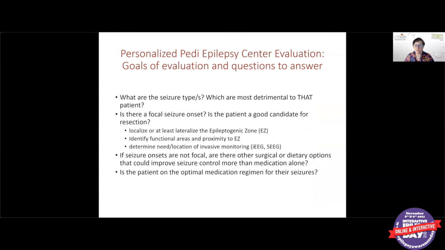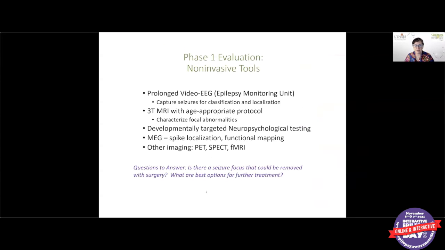So how do we figure out which treatment is going to be best for each patient? Really the way we do this is in our pediatric epilepsy center evaluation. There are a lot of different details that can help us understand which options might be best for a patient, and there are several different tests that we do to see which options are going to be the best ones.